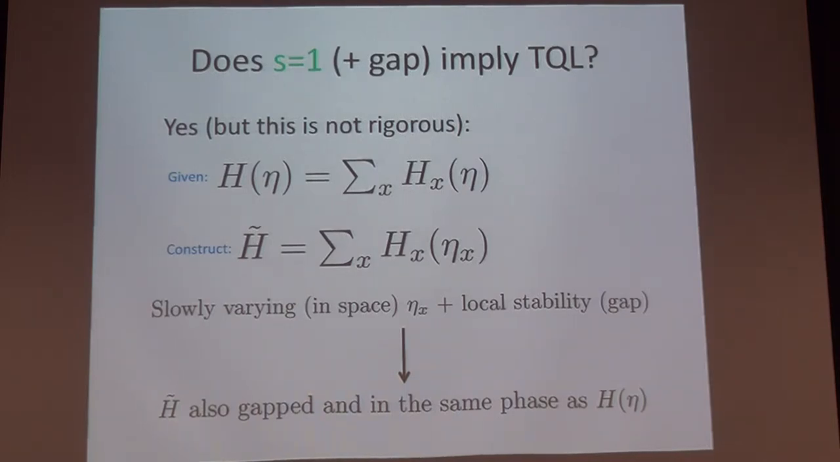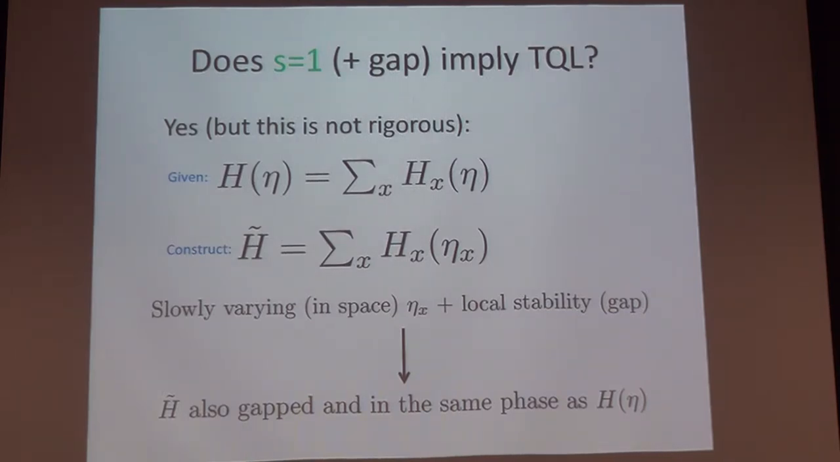So I think this is, it's not a rigorous argument, in part because we don't have a good notion of local gap, at least not for this purpose. But I think it should convince you that it's possible to take any such Hamiltonian, which is s equal to 1, and turn it into a locally varying Hamiltonian, which is still gapped and stable in the same phase.